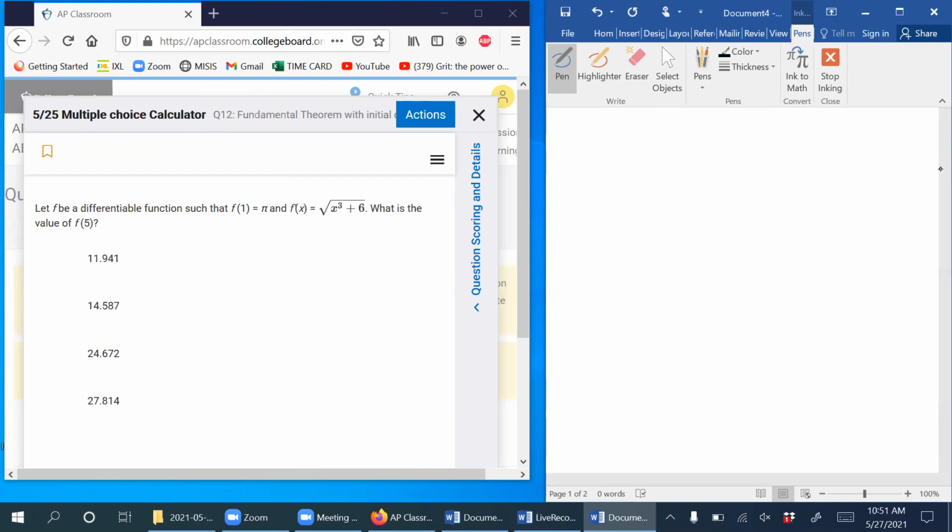Let f be a differentiable function such that f of 1 is equal to pi. Okay, and then f prime is that. What is the value of f at 5? So we have to go backwards on this. And so we know we're taking the integral.